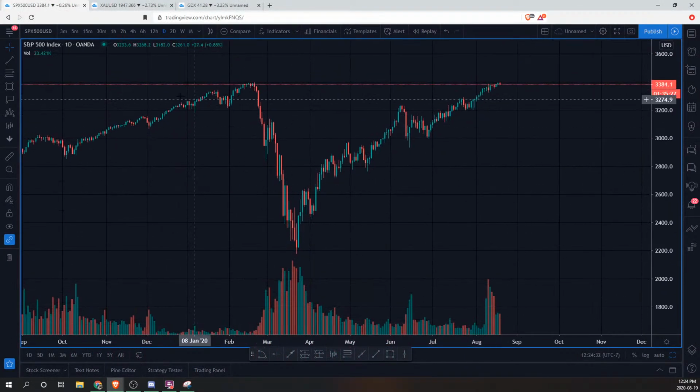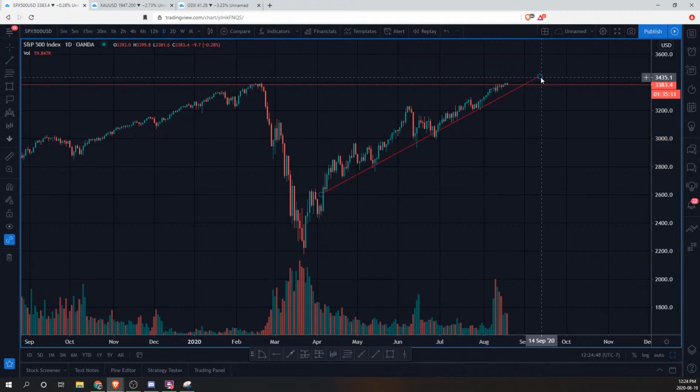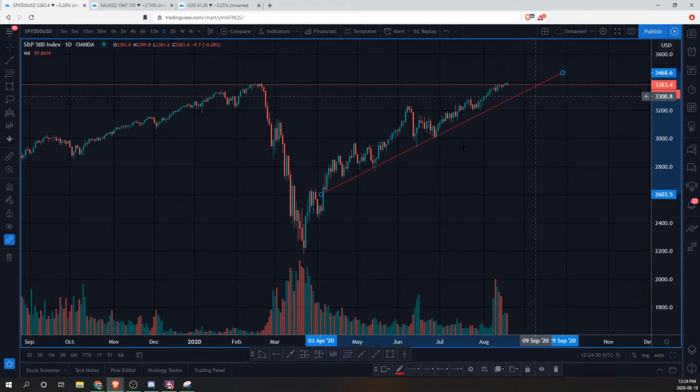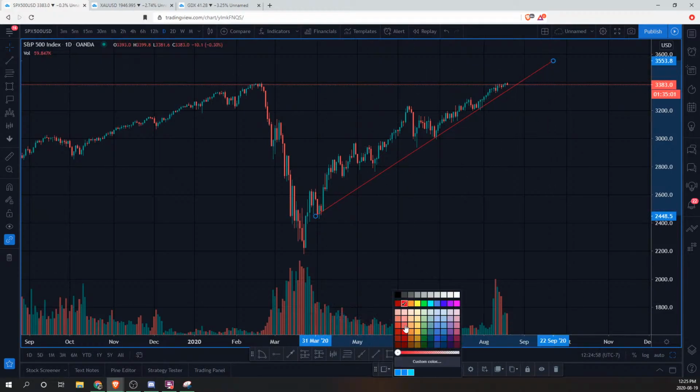We do see some level of an ascending zone, with these higher lows right here. Let's see if you can connect that zone, kind of like so. This ascending trend line doesn't really matter too much. It's more the horizontal zones that I'm looking at, but I like to indicate where the higher lows are.